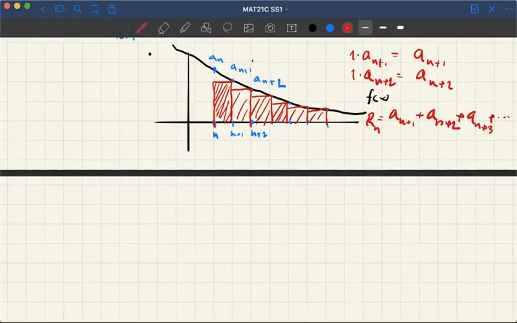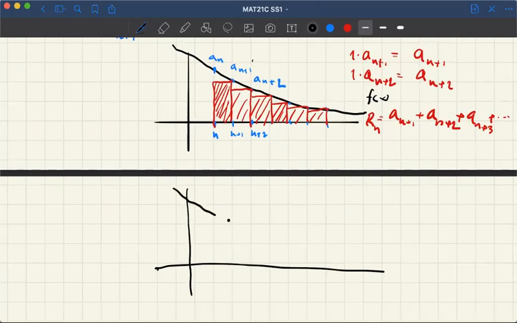Again, let's look at another picture here. It's actually the same picture, the same function. I just want to draw it twice. So this is my a_n, same as above, a_{n+1}, a_{n+2}, and so on. And this is n, this is n+1, this is n+2, and so on.